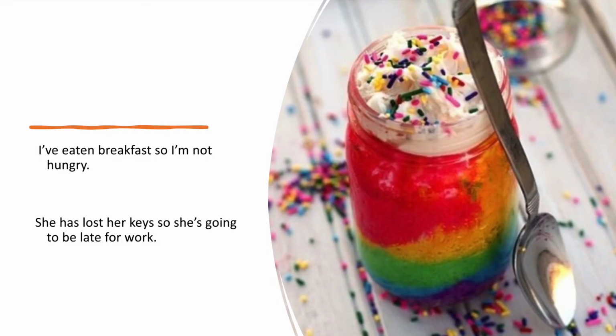Finally, we also use the present perfect to talk about past events and actions that have consequences in the present. For example, I've eaten breakfast, so I'm not hungry. Or she has lost her keys, so she is going to be late for work. Let's move on to the last one of the present forms. Present perfect continuous.